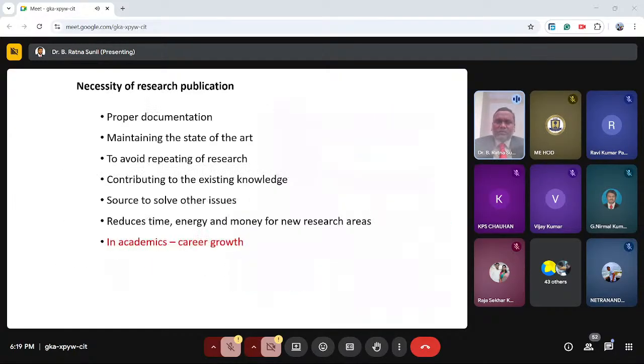Quickly, I'll move on to cover the necessity of research publications. So, we will carry out research work, and then why should we publish? Why don't we keep our research with us? That is the big issue.